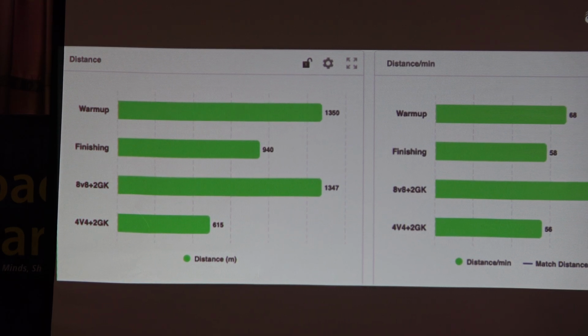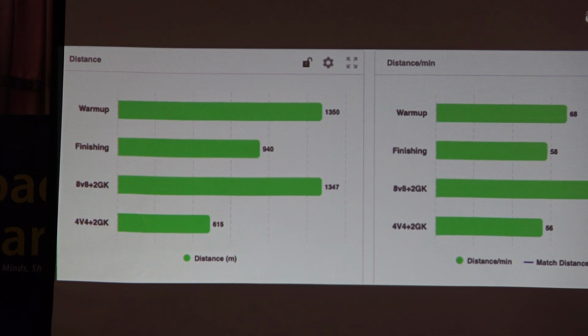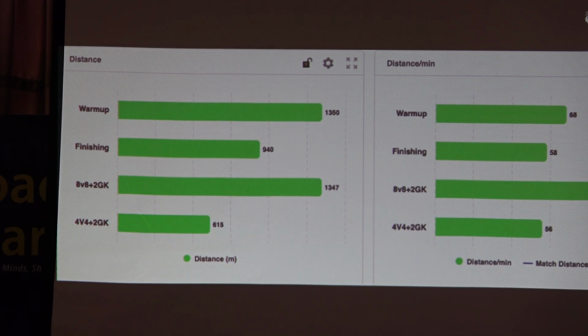The next parameter I'm going to show you is the high intensity distance and the high intensity distance per minute.